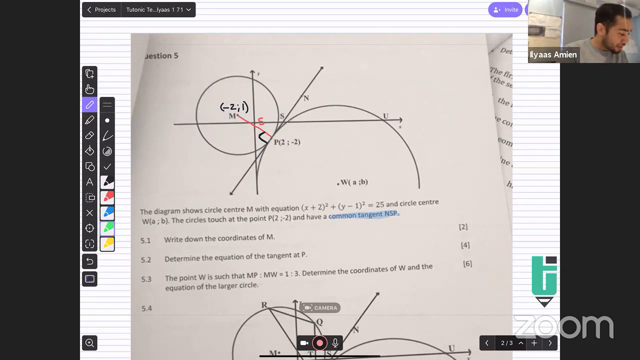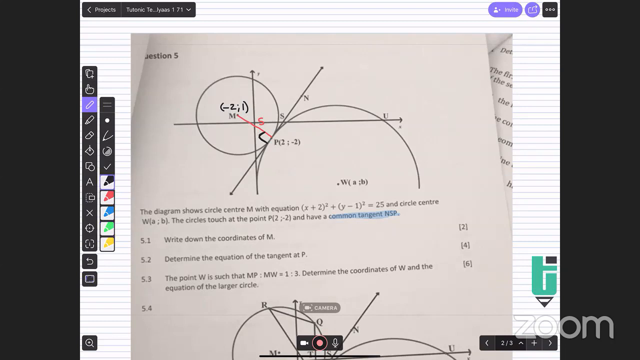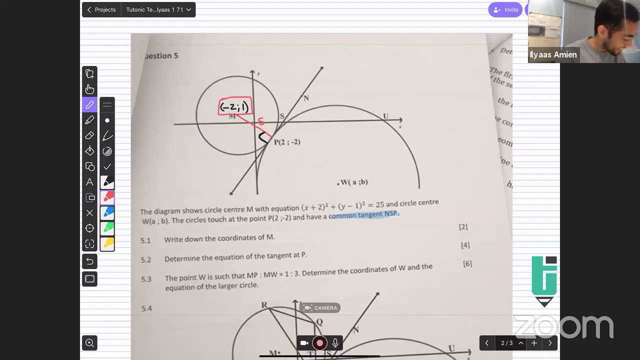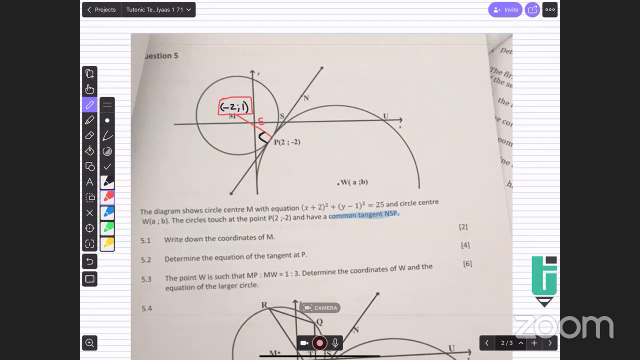The coordinates of M, we've got them. And then the equation of the tangent. So we have the coordinates for the point M, and we have the coordinates for the point P. Therefore, we just do y2 minus y1 over x2 minus x1, and then we can get it.